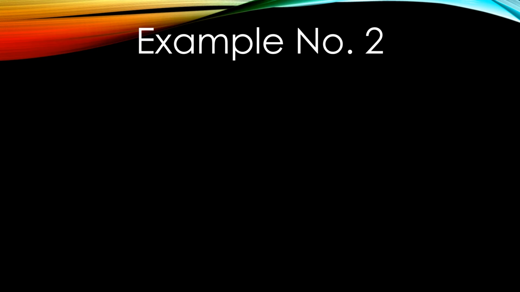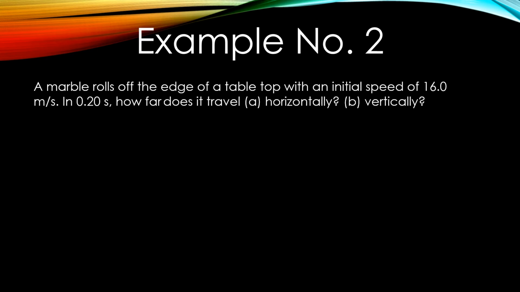We have example number 2. We have the same statement of the problem. We change some of the given. We have a marble rolls off from the edge of a tabletop with an initial speed of 16 meter per second. In 0.20 second, how far does it travel horizontally as well as vertically?